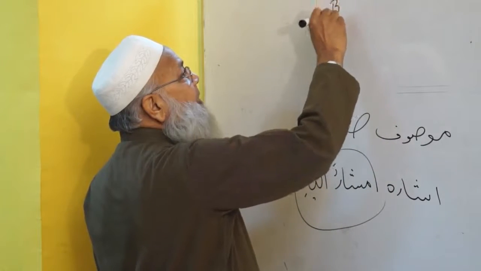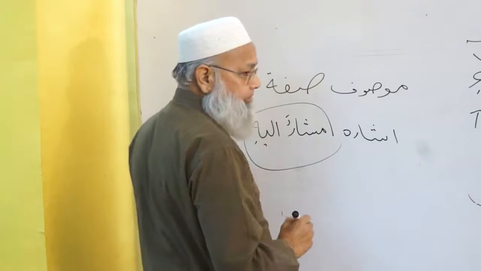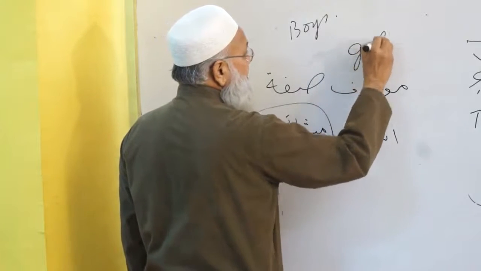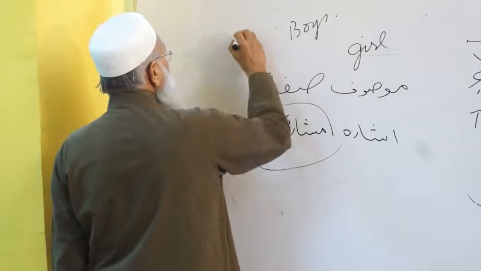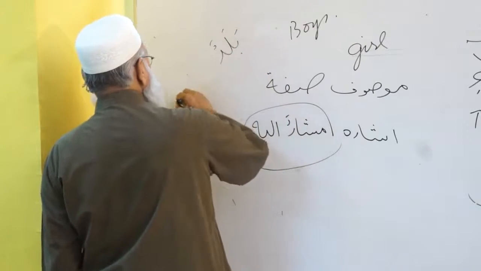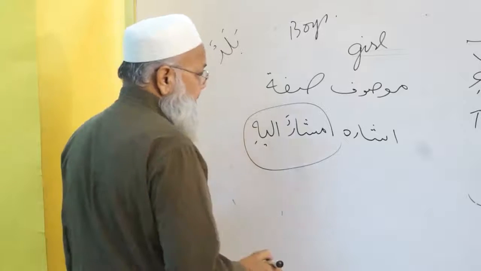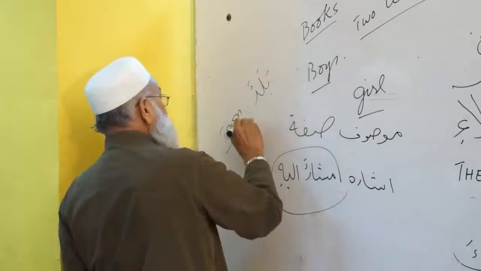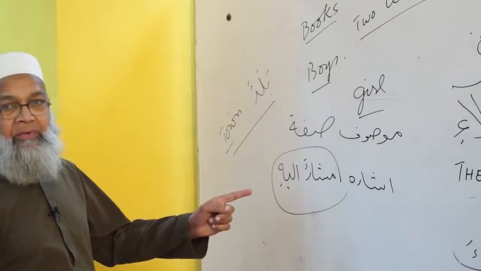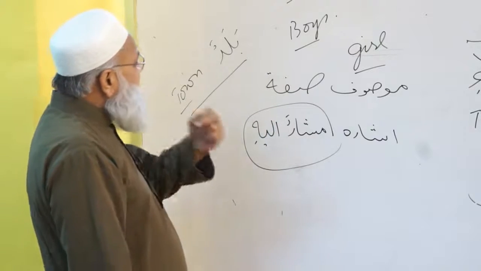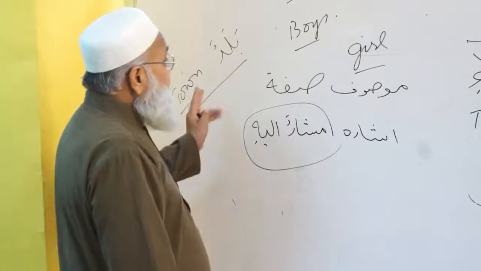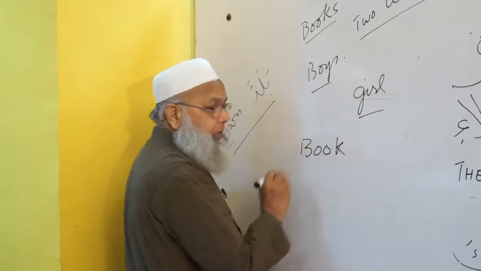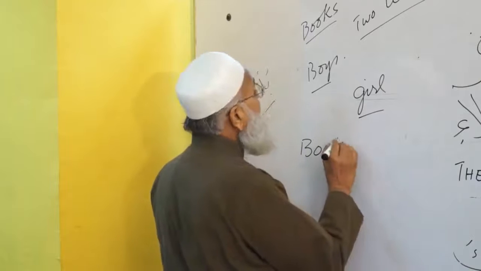For example, you have different Musharun ilayh: books, then boys, girl, balad, town. These are different Musharun ilayh, and you have to make demonstrative nouns for them. You have to use them in Murakkab Ishari, and you have to bring a proper Ismul Ishara with these Musharun ilayh.